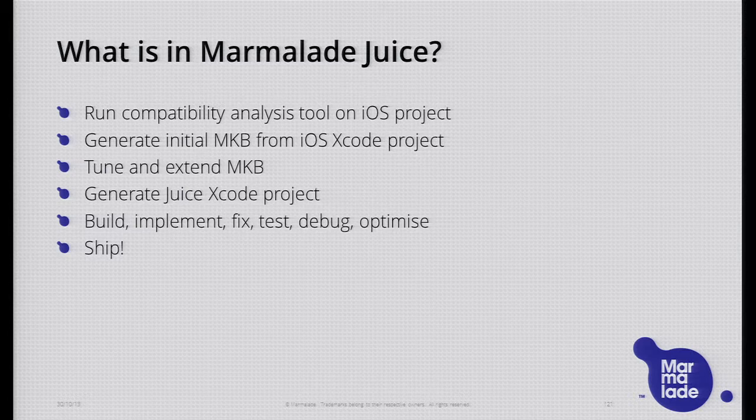You'd then make your Juice Xcode project from that through our tool, and then you enter the main loop of development. You can then build, implement functionality, fix things up, test, debug, optimize, and rinse and repeat that process until you're ready to actually ship.